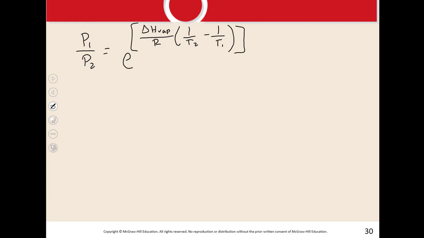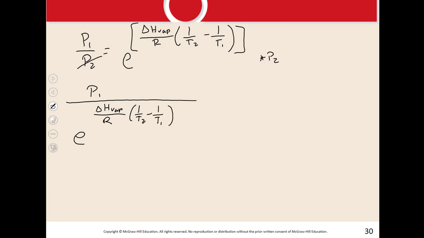So I still don't have P2 by itself. To get P2 by itself, now I need to bring it to the other side. So it's being divided by, so to bring it to the other side, I'm going to have to multiply by it. And then take this whole term and divide it over here. So I end up with P1 divided by e to all that mess is all equal to P2. Now, at this point, we have solved for P2.